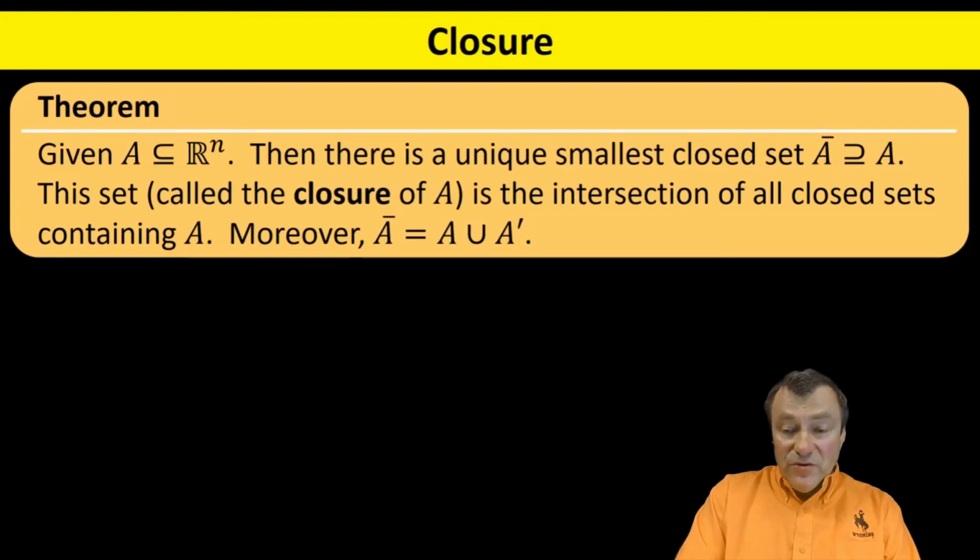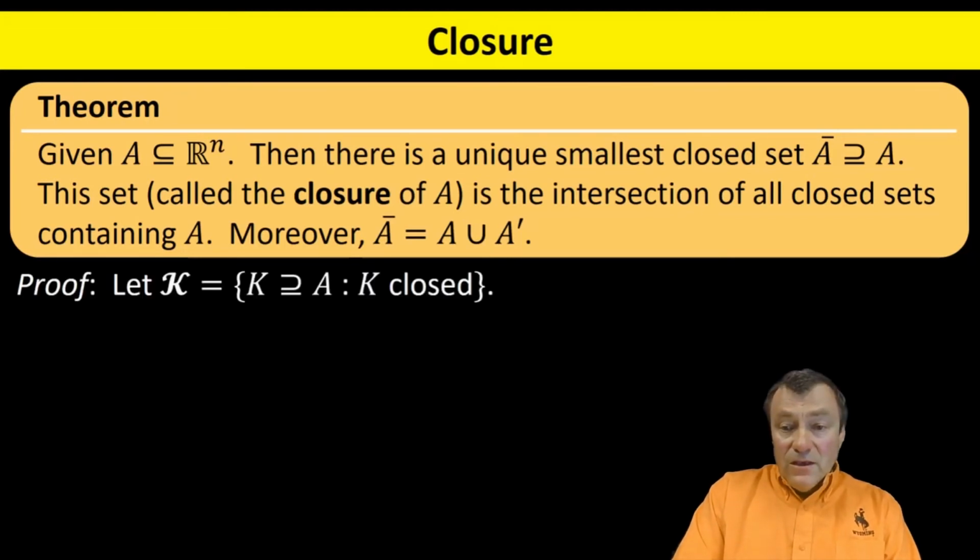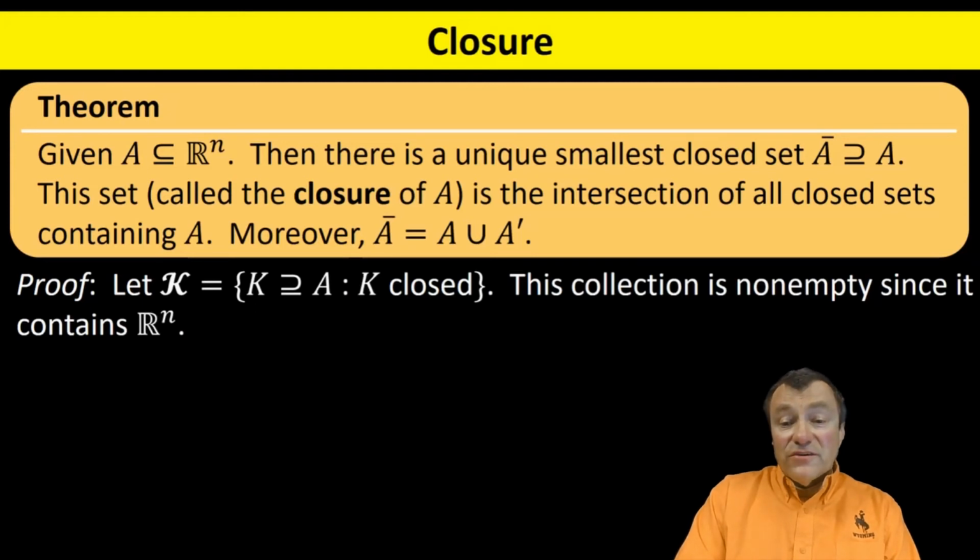So let's get to work proving this. Let's denote by script K the collection of all closed sets containing A. The theorem says we only need to intersect all the closed sets in this collection to get A bar. It's useful to observe that there is at least one set in this collection, script K. That's because Rn is a closed set containing A. So Rn is a member of this collection.